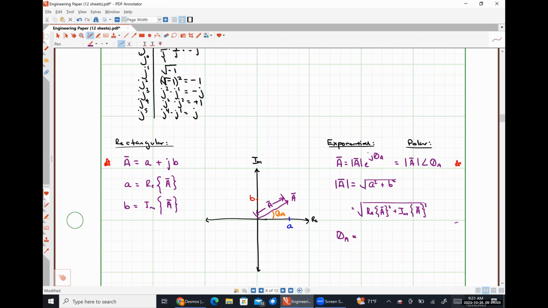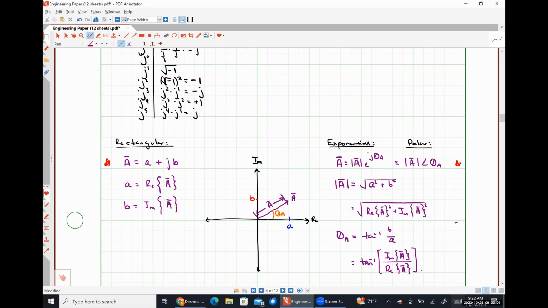Our angle, theta A, is nothing more than the arctangent of B over A, or more formally, the arctangent of the imaginary part of complex number A divided by the real part of complex number A. So we now know how to convert from a rectangular representation of our complex number into a polar form or exponential form representation of our complex number.